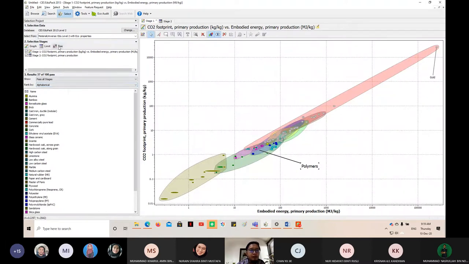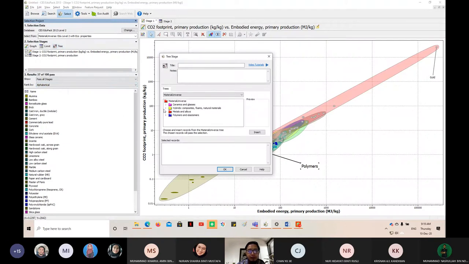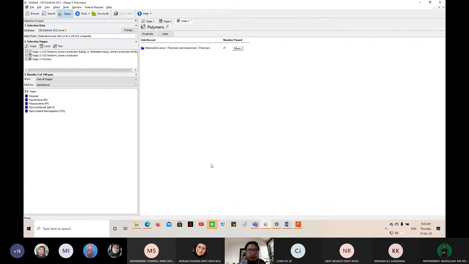So what we can do, we click on the function for tree, and then we choose polymers here, since we want to know only polymers, not other materials. So we click on insert. Okay, only 5 polymers left, that meet the limit of less than 3 kilograms of CO2 per kilogram of the material that we need to extract.